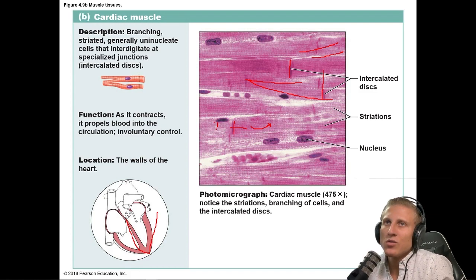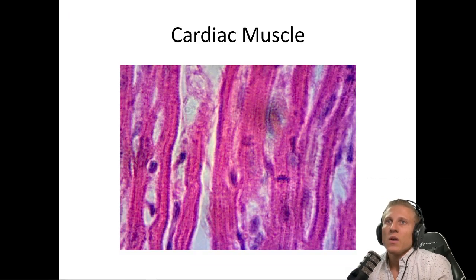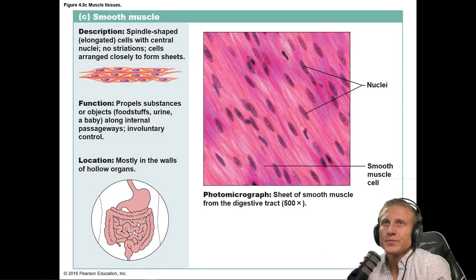Again, this is not consciously controlled. This is not a voluntary muscle fiber. And the only place we see this is in the wall of the heart. So the dead giveaway, if you see this on a slide, is going to be those intercalated discs. Another example picture. Then lastly, of the muscle types, we have smooth muscle.